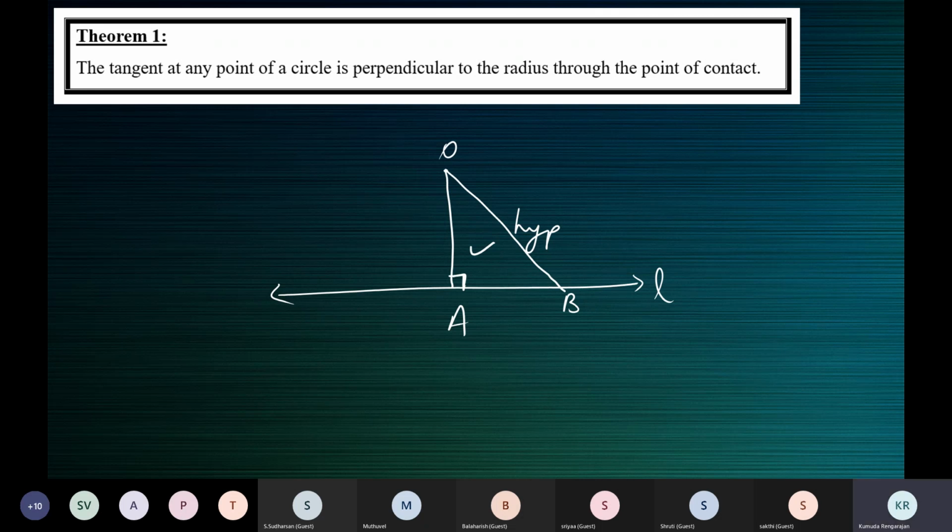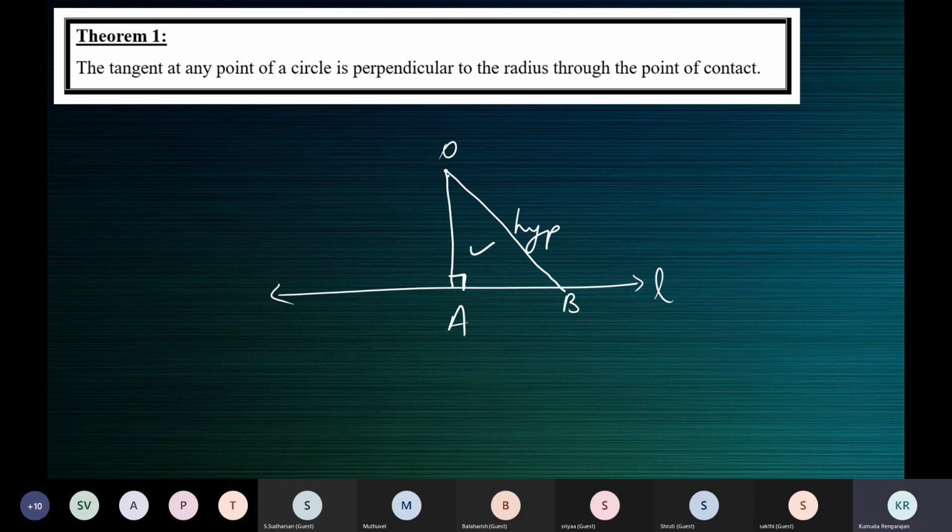OA is the perpendicular distance between O and L. OB is some other distance between O and L. So since OA is the perpendicular distance, OAB is a right triangle. And we know that in a right triangle, the hypotenuse is the longest side. That means OA is shorter than OB.